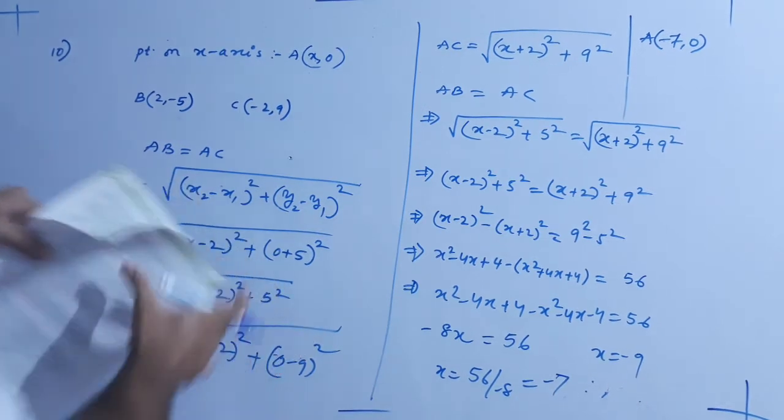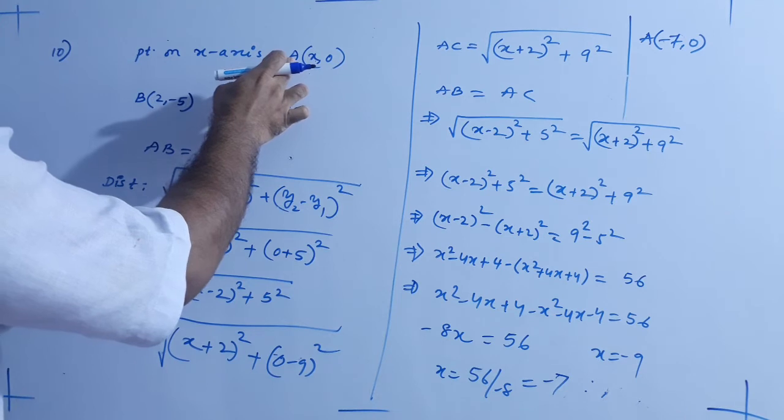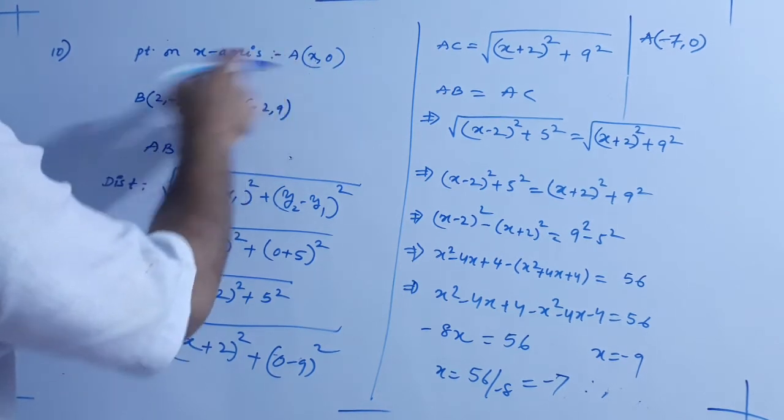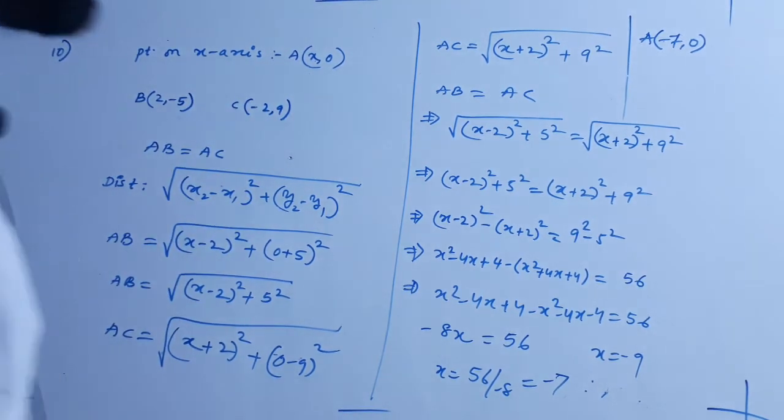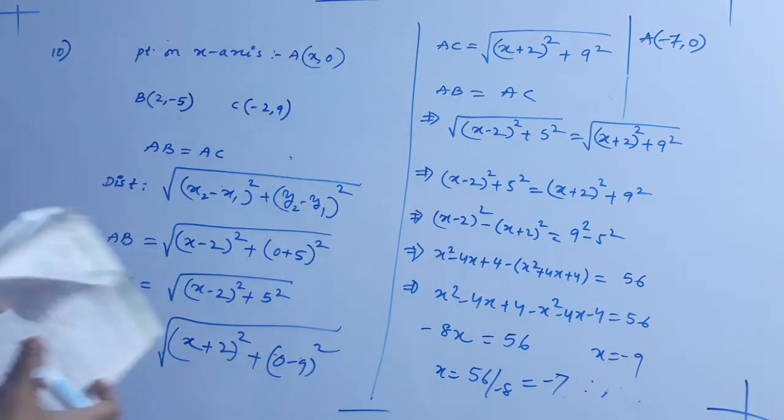Okay, so this is the main point here. This point is equidistant from B and C, means AB and AC are equal. That's the meaning of it. So here we have written, and accordingly we have proceeded, we have solved the problem.